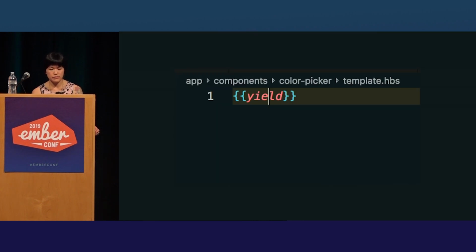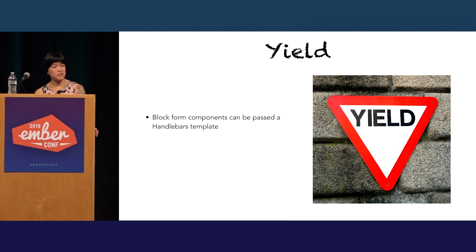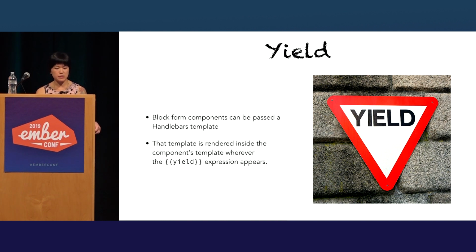Y is for another weird template thing that I saw. Again, similar to the outlet template, I will sometimes come to a template and be like, what is this one-line yield template? And then I found out that block form components can be passed the Handlebars template. And that template can be rendered inside of the component's template whenever the yield expression appears.